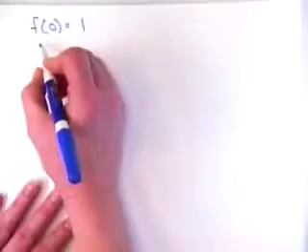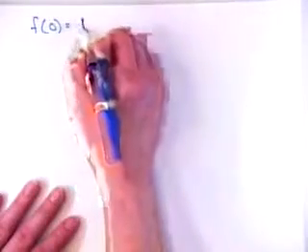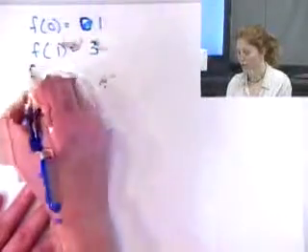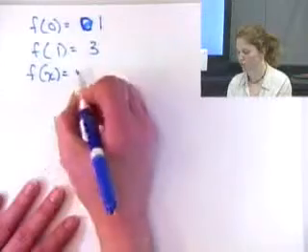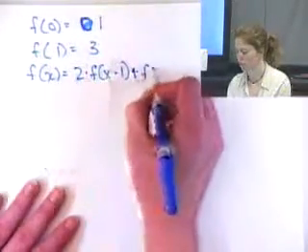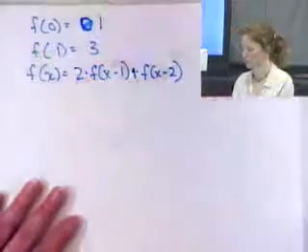I'll probably be fine. Okay, so let's say f of 0 equals 1. Now, actually, let's make it nice. f of 0 equals 1, f of 1 equals 3, and we'll say that f of x is equal to 2 times f of x minus 1 plus f of x minus 2.